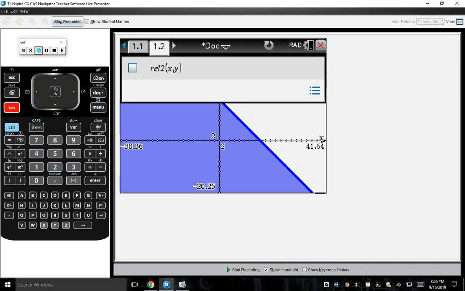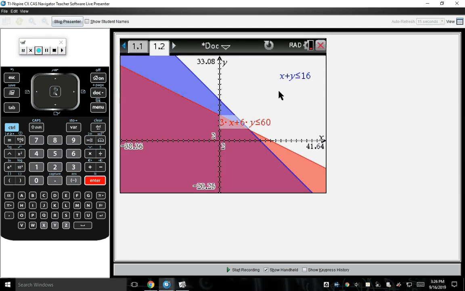Here we go. Press tab. Here comes relation 2. 3x plus 6y is less than or equal to, that's control divide, and it's 60. If we did that, you see where this other equation is, and it's in my way, so I'm going to press and hold so that I can move this off to the side. Okay?